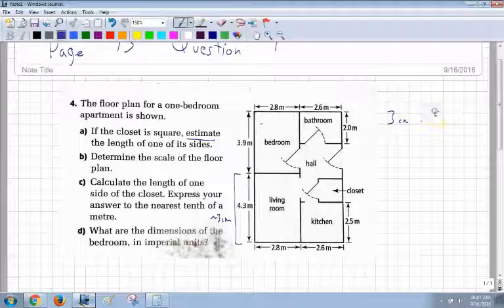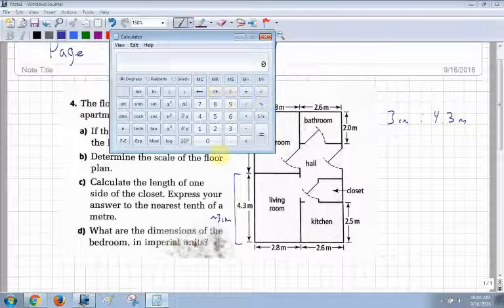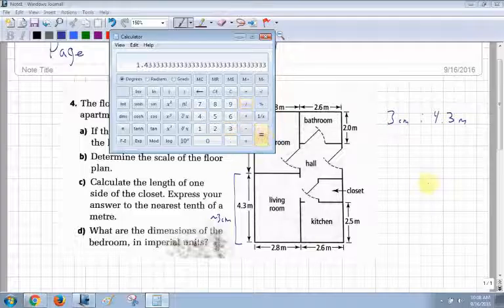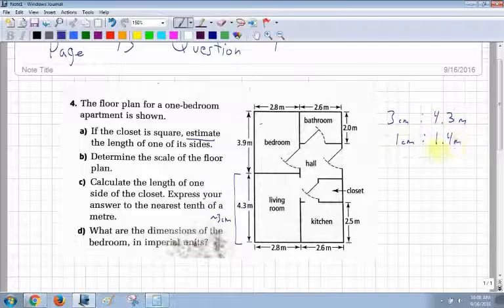And that's going to be equal to 4.3, or the ratio is going to be 3 centimeters to 4.3 meters on my diagram. So if I'm determining a scale, it's always a good idea to get a unit measurement. So divide both sides by 3. So I get 4.3 divided by 3, which is 1.4. So I get 1 on that side to 1.4 roughly. These are very rough estimates. So now I have the scale.